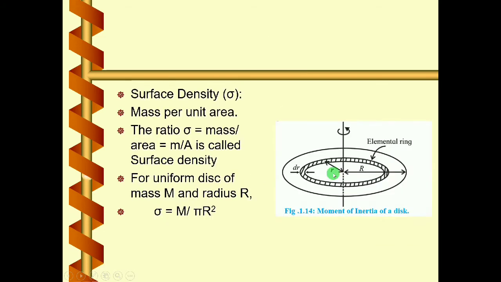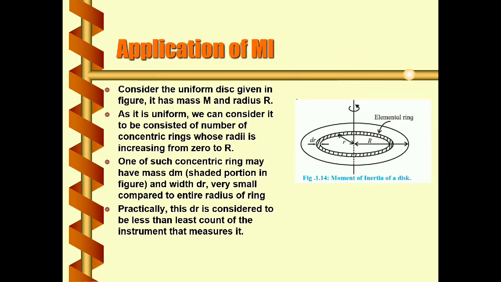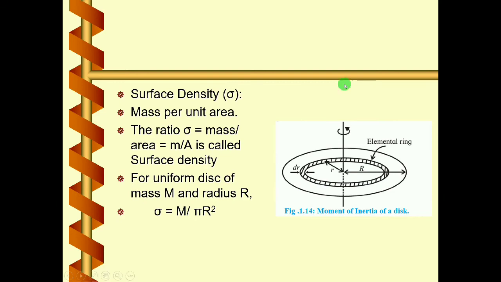Next, the mass per unit area, sigma, is known as surface density. So surface density, sigma, will be equal to mass upon area. Suppose the mass is m and the area is a. As we consider a disk having total mass capital M and radius capital R, we can write sigma equal to M upon, as it is circular, the area pi R square. So the surface density here will be M upon pi R square.